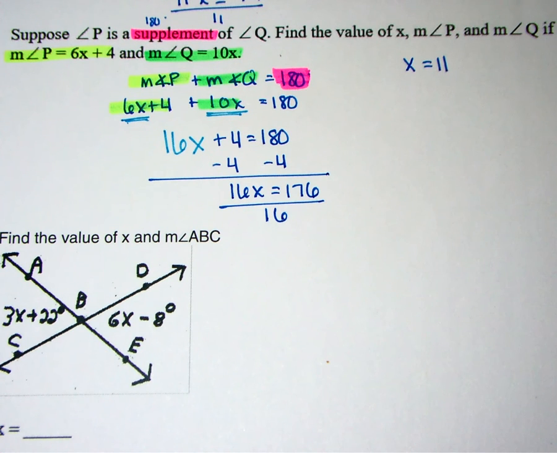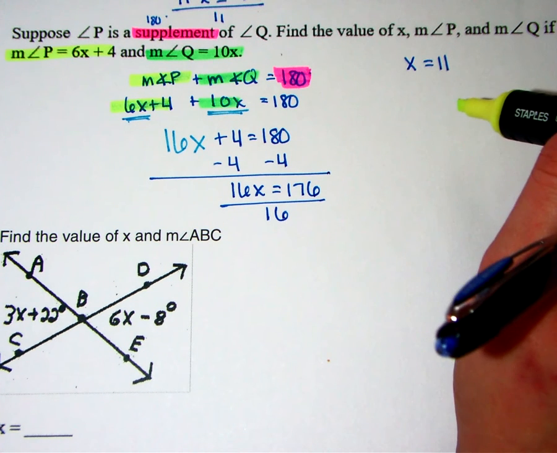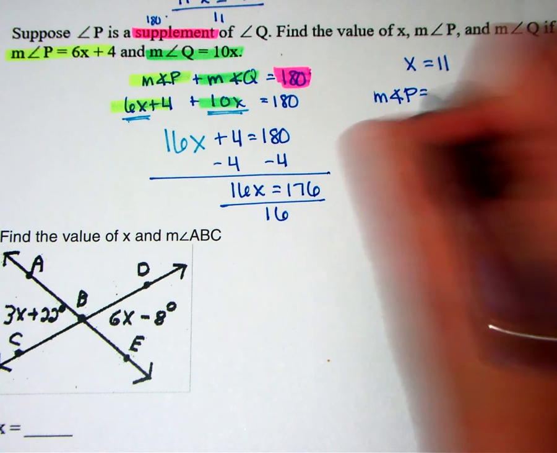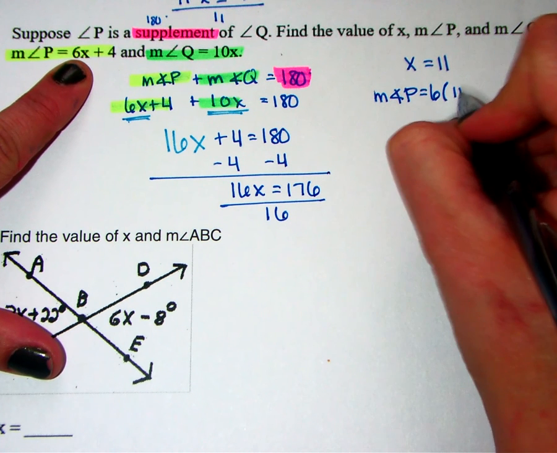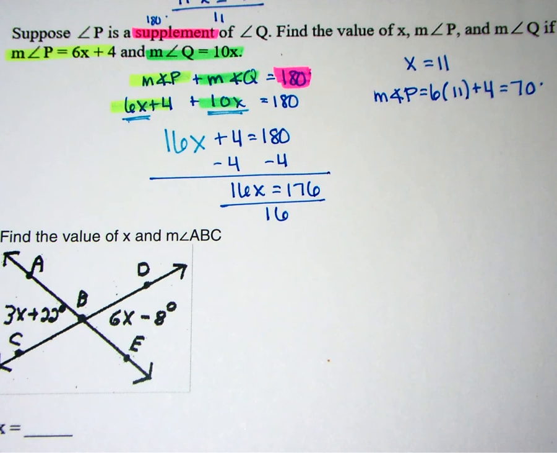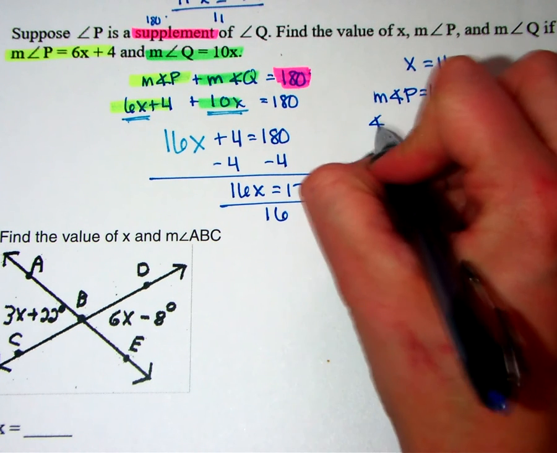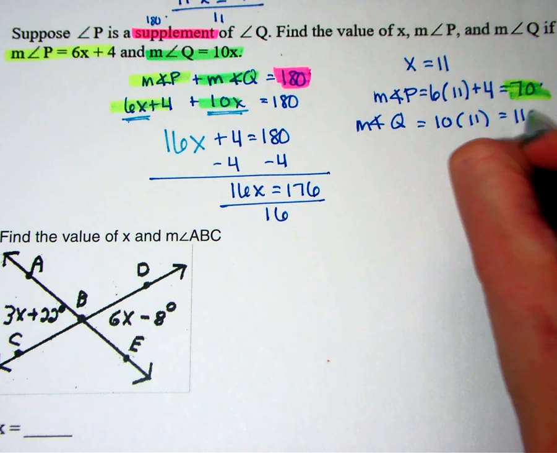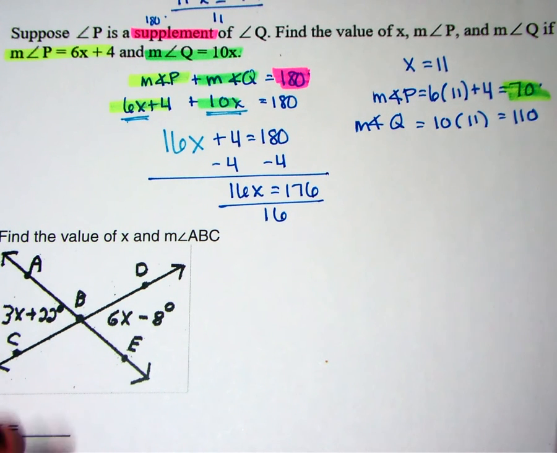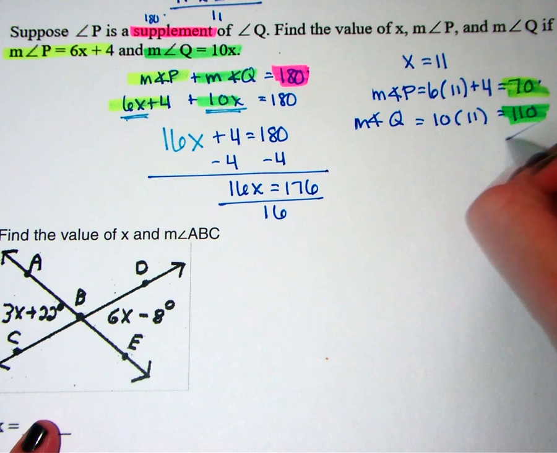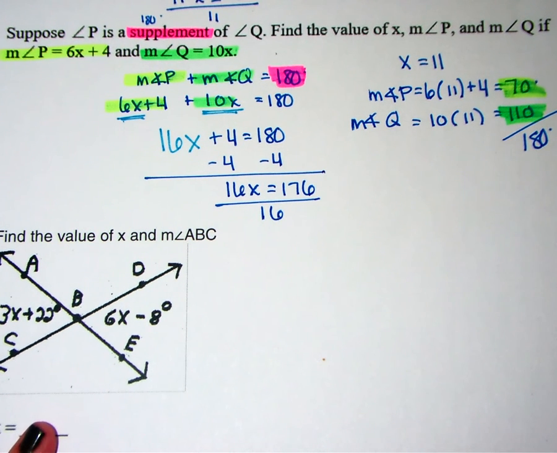Now we're still going to solve for the measure of angle P and the measure of angle Q, so we're going to substitute. The measure of angle P is 6 times x, which is 11, plus 4. So 66 plus 4 gives us a total of 70 degrees. So angle P is 70. The measure of angle Q is 10 times x, or 10 times 11, which is 110. Again, you can check if you've done this correctly. 70 plus 110 does add up to 180, so you know you set that up correctly.